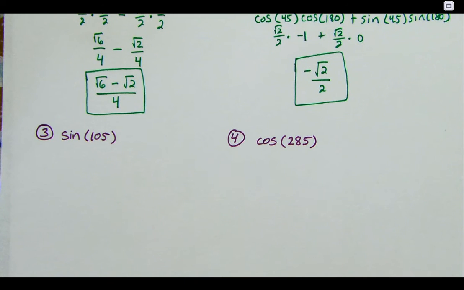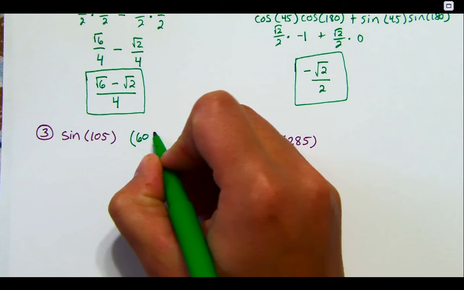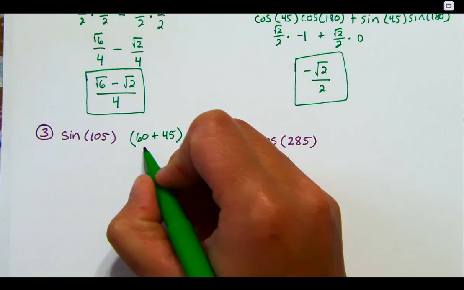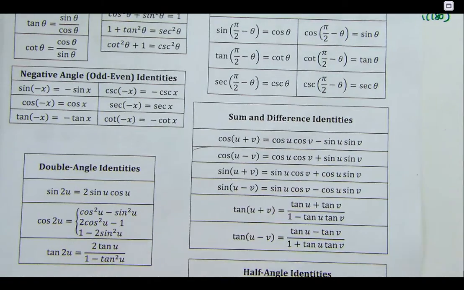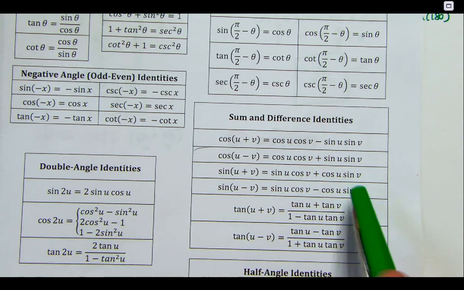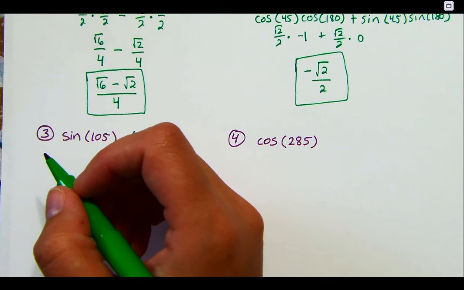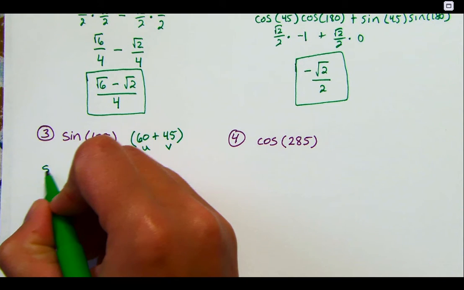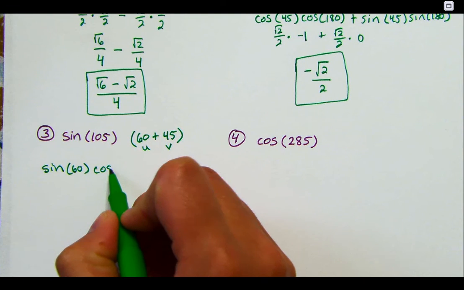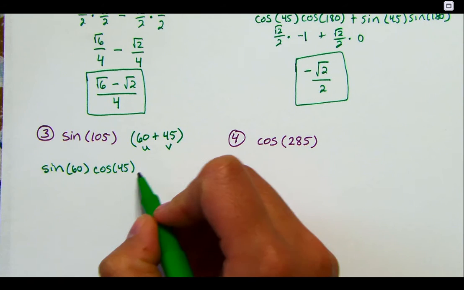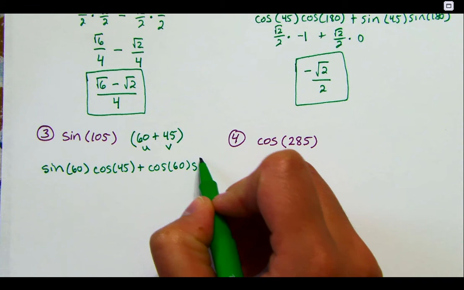All right, let's keep going. So sine of 105. I'm going to choose to split this as 60 plus 45. So that's my u, that's my v, I have sine, and now I'm adding. So on my sheet, I am using this formula right here. So that is going to give me sine 60 times cosine 45 plus cosine 60 sine 45.